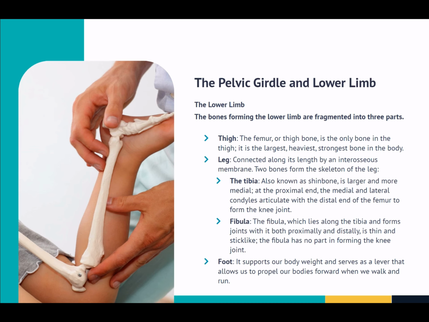Leg. Connected along its length by an interosseous membrane, 2 bones form the skeleton of the leg. The tibia, also known as shin bone, is larger and more medial. At the proximal end, the medial and lateral condyles articulate with the distal end of the femur to form the knee joint. Fibula. The fibula, which lies along the tibia and forms joints with it both proximally and distally, is thin and stick-like. The fibula has no part in forming the knee joint.